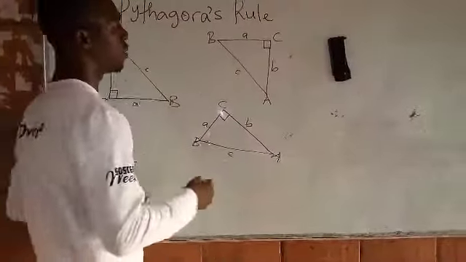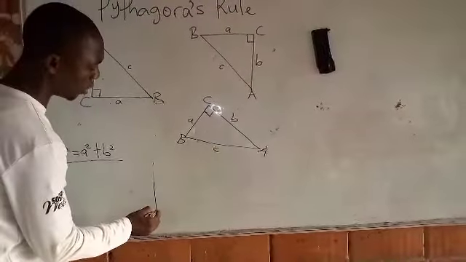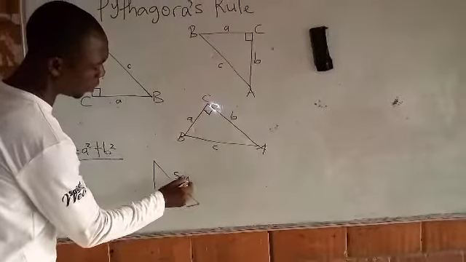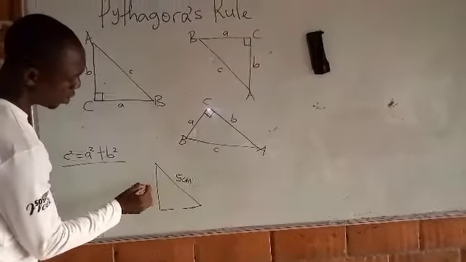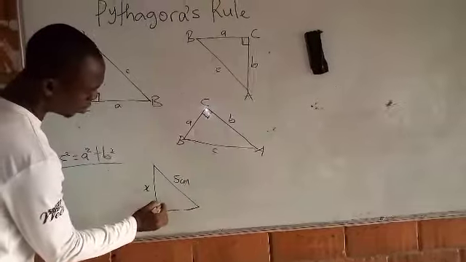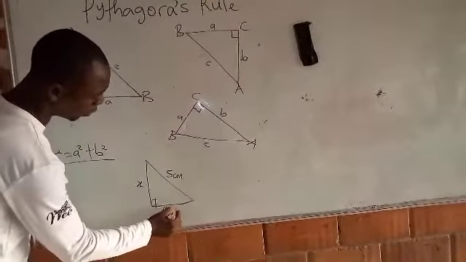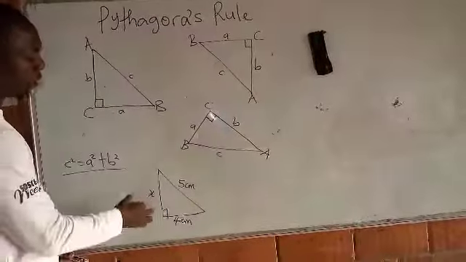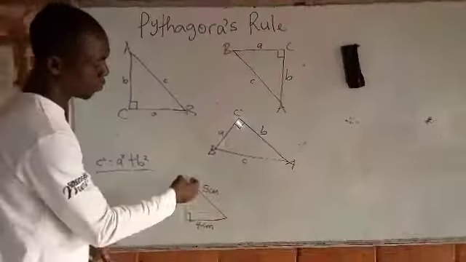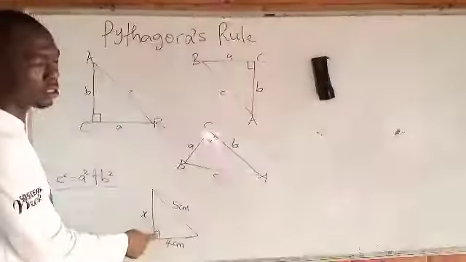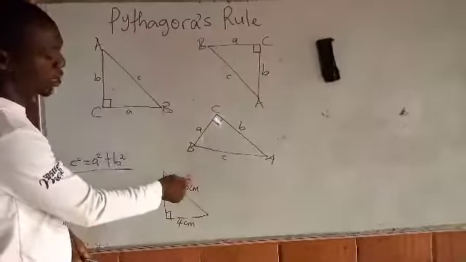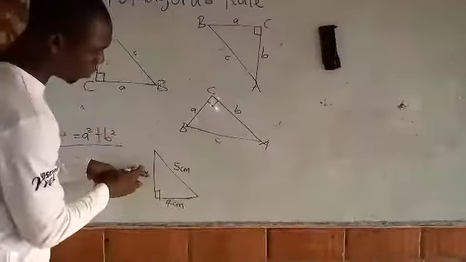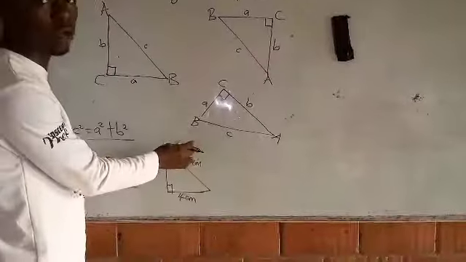Let's take for instance, if I have a right angle triangle like this, let's say this place is 5 centimeters. Here is x, this is my angle 90, and this place is 4 centimeters. So for me to get the value of x, if you look at this triangle, this is our angle 90. The side facing angle 90 is the hypotenuse.